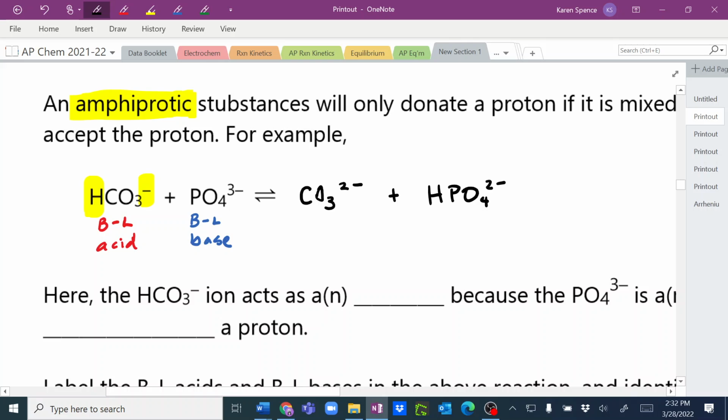Now, because this is an equilibrium, we will get it going backwards as well. So in the reverse reaction, who is the Bronsted-Lowry acid in the reverse reaction? HPO4 is the Bronsted-Lowry acid in the reverse reaction, and CO3 is the Bronsted-Lowry base in the reverse reaction.